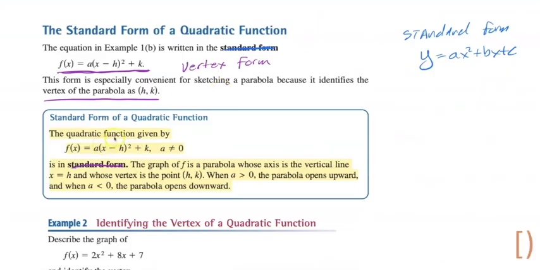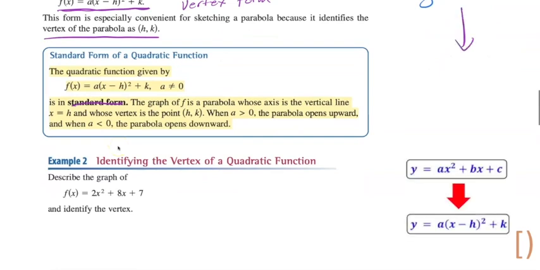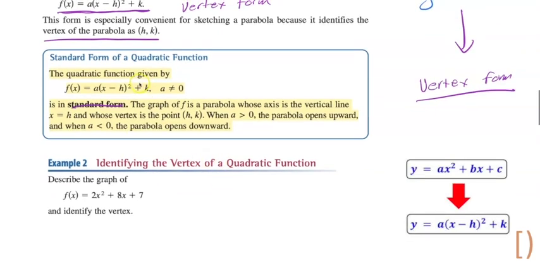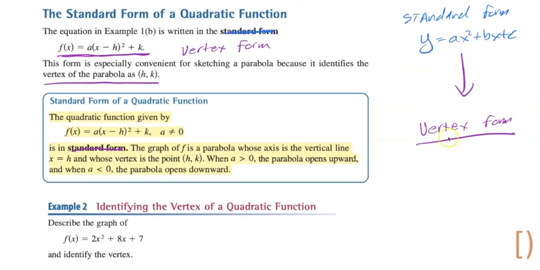The problem is, how do I get there? How do I go from standard form to vertex form? That's usually the problem here. Because vertex form is easy to graph. But if I give it to you in standard form, you have to convert it to vertex form. That's a little more work.